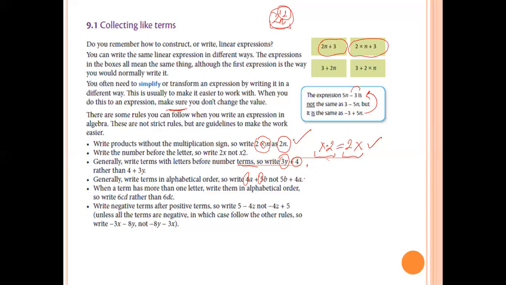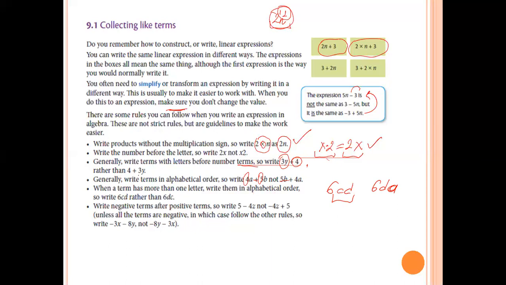Not 5B plus 4. But of course, don't forget the first expression and the second expression are always equal to each other. And the fifth rule: when a term has more than one letter, write them in alphabetical order. So write 6CD rather than 6DC. 6CD comes first in alphabetical order, then 6DC, because D is after the C.